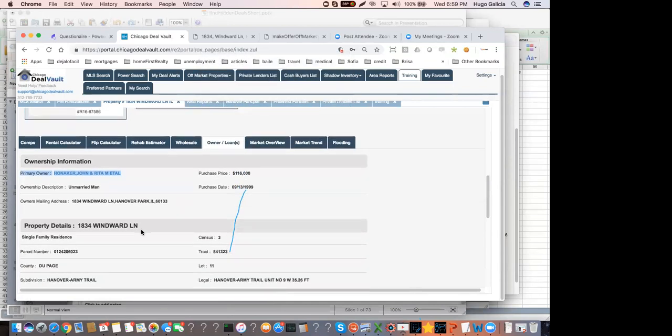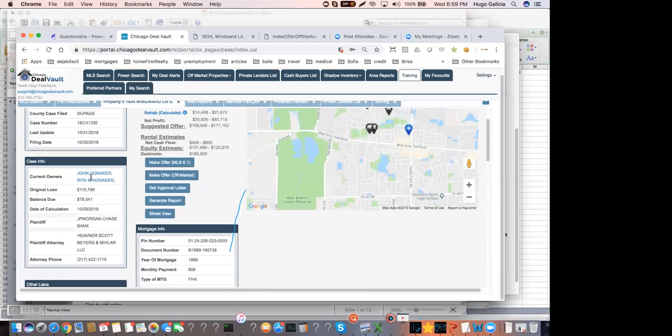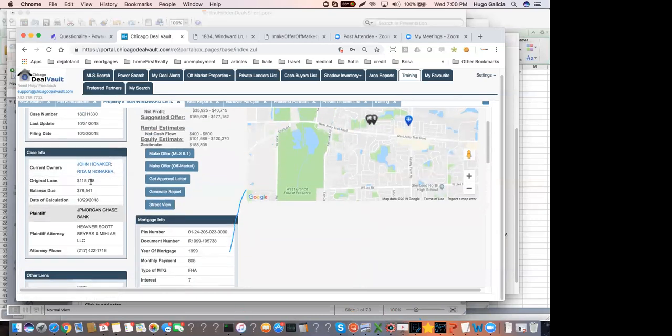We get this information from a company called CoreLogic. CoreLogic is the owner of all the real estate data in the United States. Even the MLS uses CoreLogic for public records. This is coming from public records, so this is the very latest information. So I can assure you that this property has not been sold because the primary owner in here matches this owner, John and Rita. There might be cases where they are different.